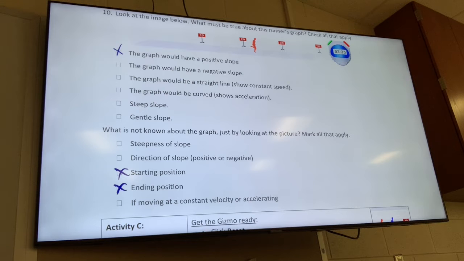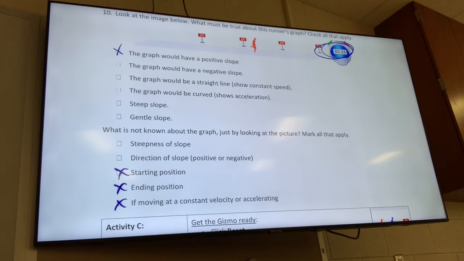Starting and ending position. So look at the time here. Is the time 0? No. So we know that that's not the starting position. We don't know where the starting position was. Right? We don't know where that was. And we know that this is a snapshot. This is the middle of the run, so we don't know where he ended either.